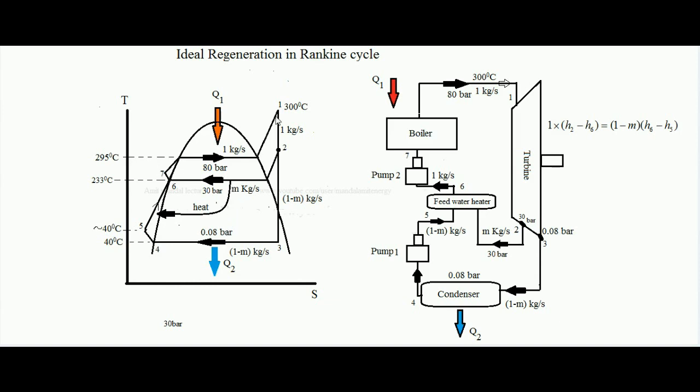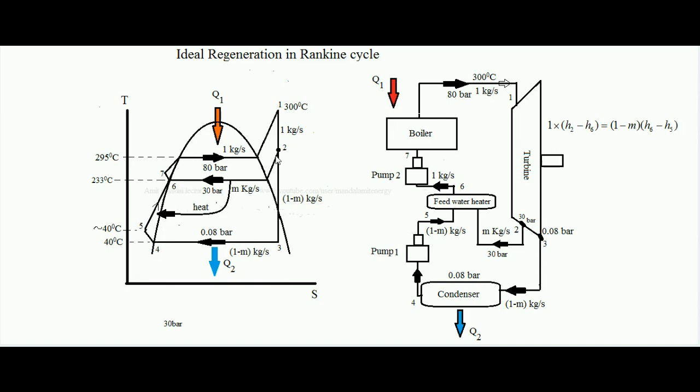So by this way the boiler load is decreased. So this is how the efficiency of the Rankine cycle increases by regeneration.